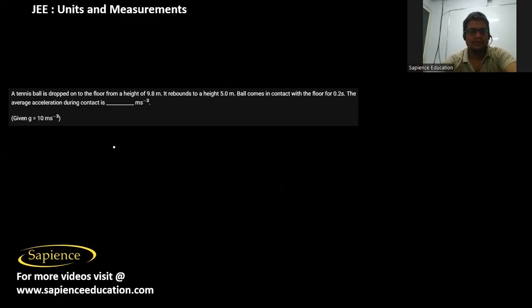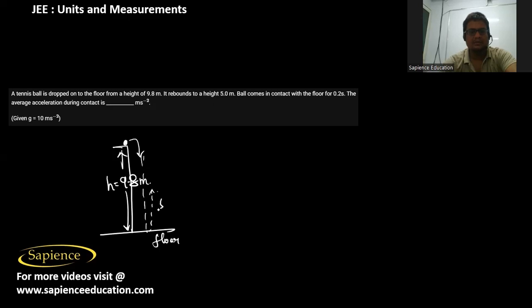Then it is told a tennis ball is dropped on the floor from a height of 9.8 meters. The height from which it is dropped is 9.8 meters. This is the floor. It rebounds to a height of 5 meters. The ball comes in contact with the floor for 0.2 seconds. The average acceleration during contact is?